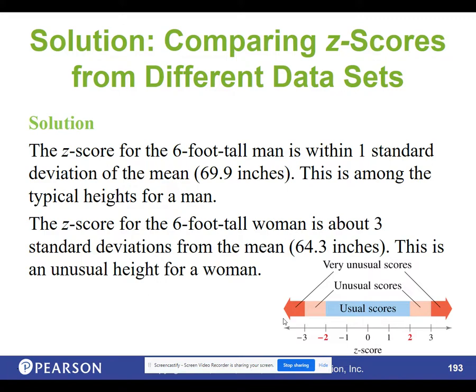So z-scores allow us to compare apples to oranges and the likelihood of things happening, which is cool. And that's it. That's the end of chapter 2.